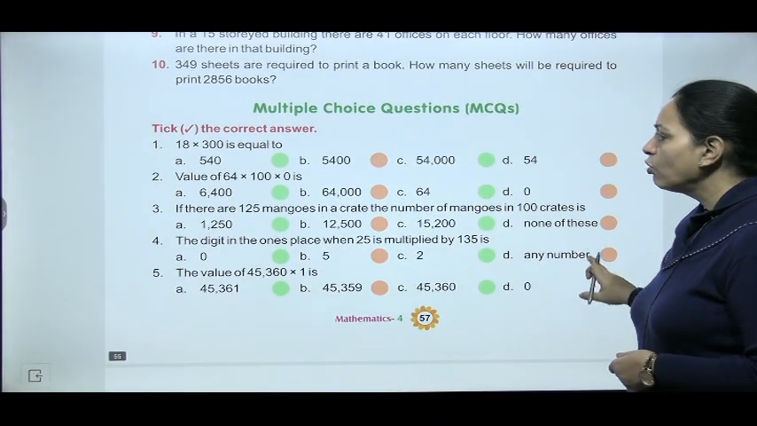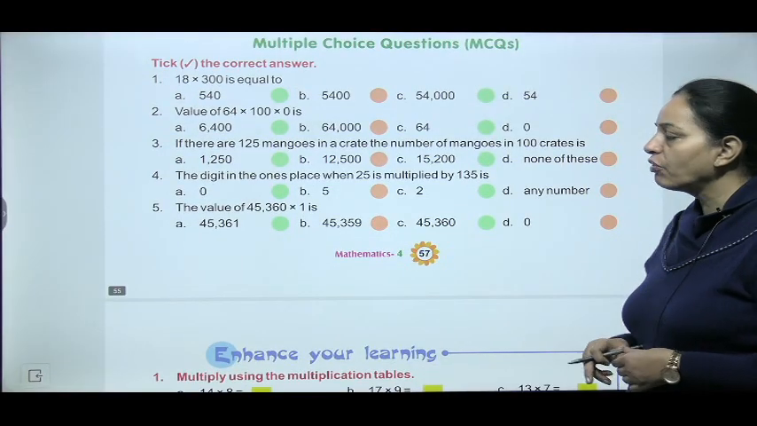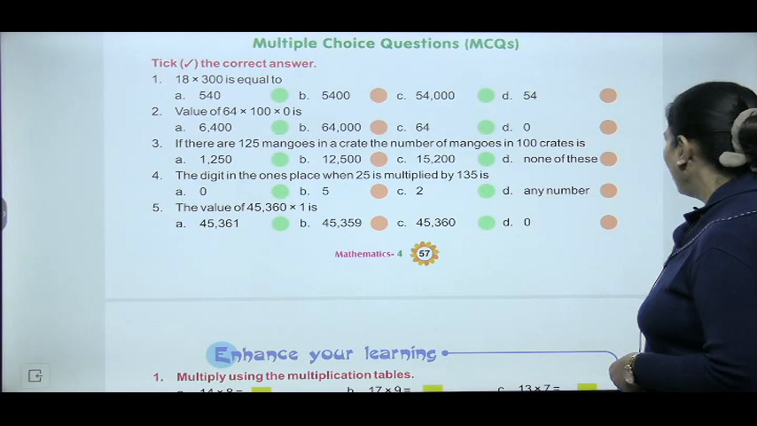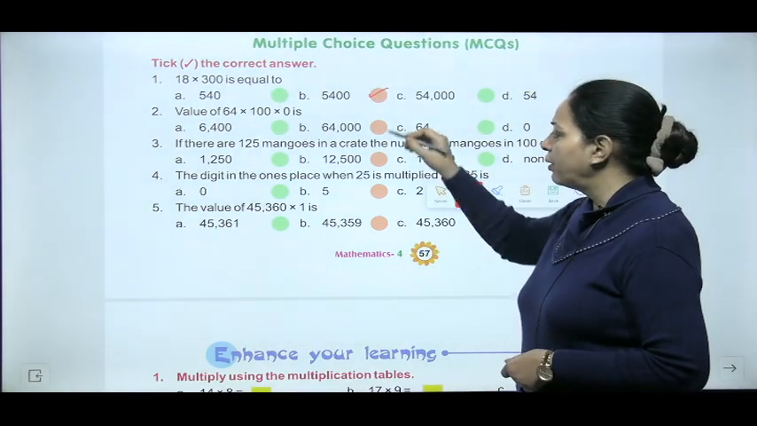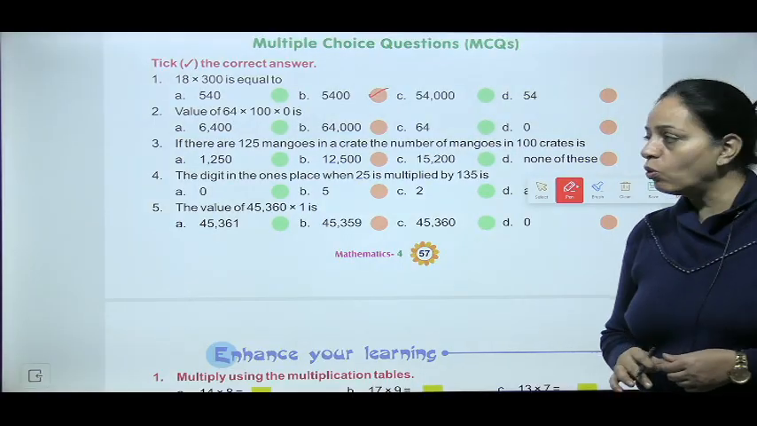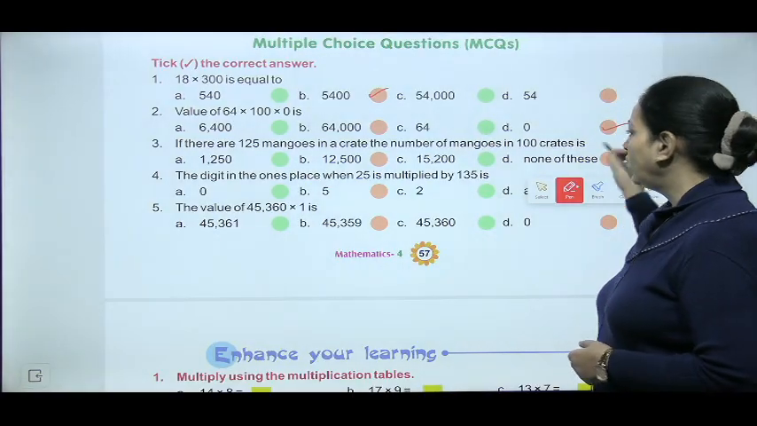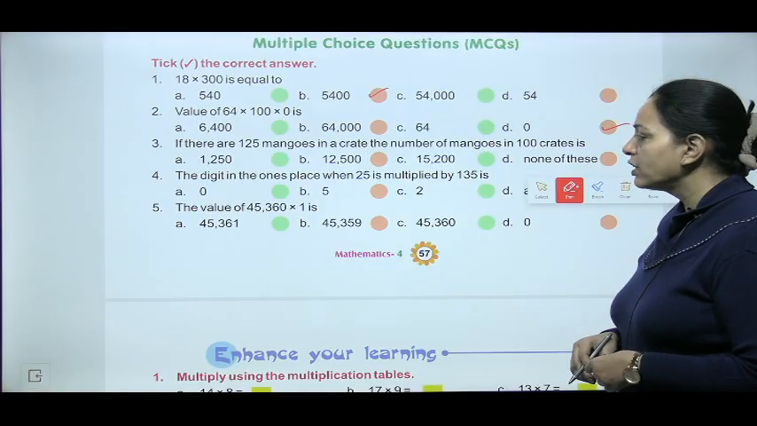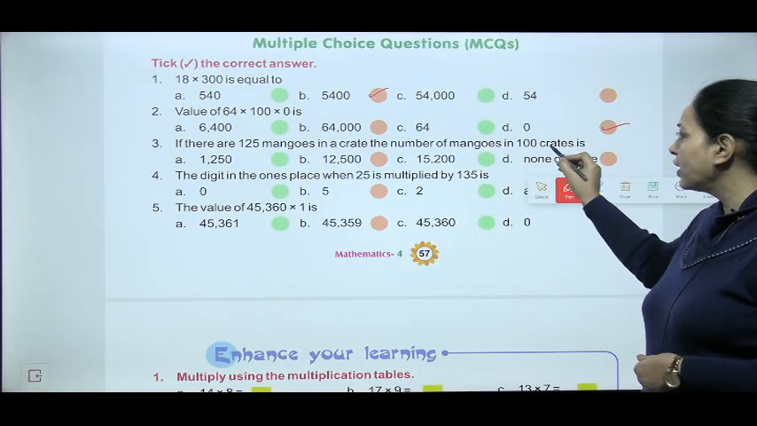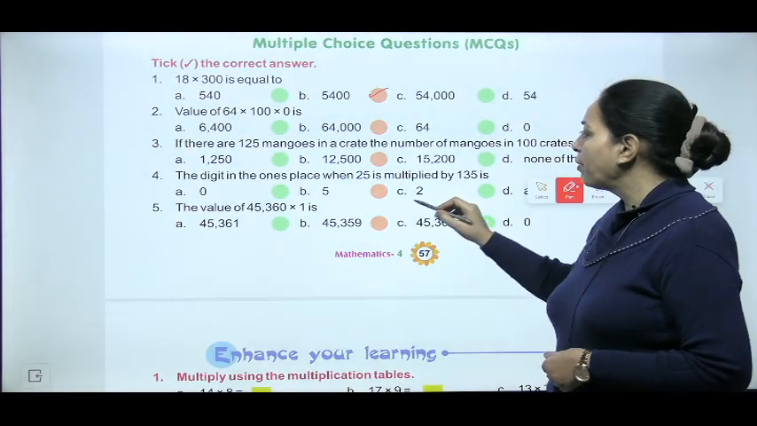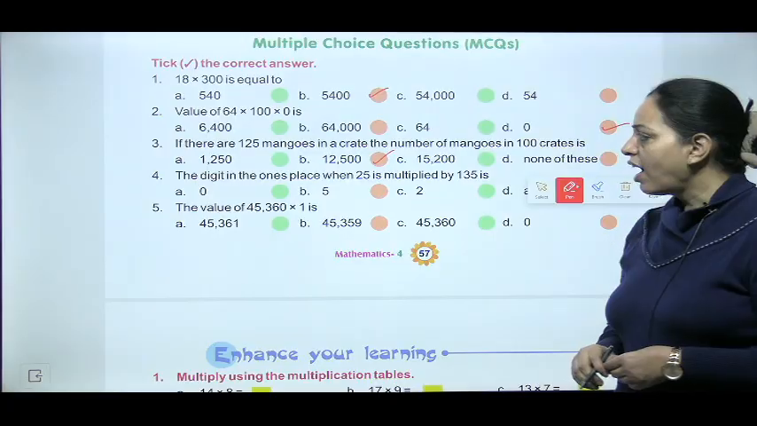Now come to MCQ. Choose the correct answer. The first one, 18 multiplied by 300 is equal to 5400. The second one, value of 64 into 100 into 0, that is 0 only. Okay. Now the third, if there are 125 mangoes in a crate, the number of mangoes in 100 crates is 125 multiplied by 100. This is the answer.